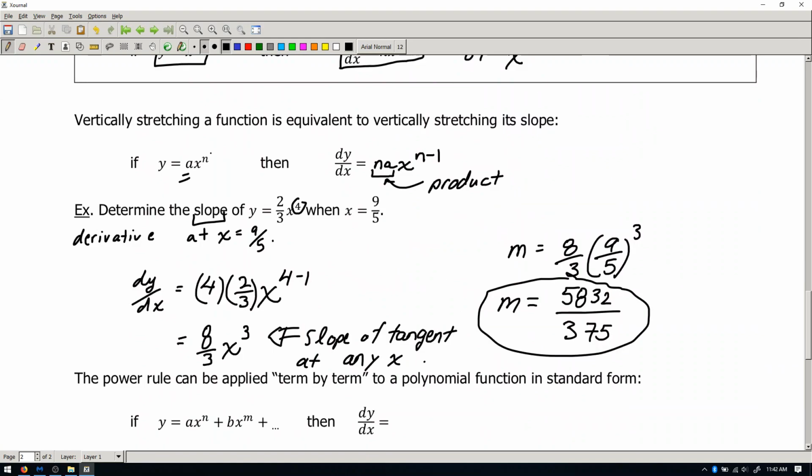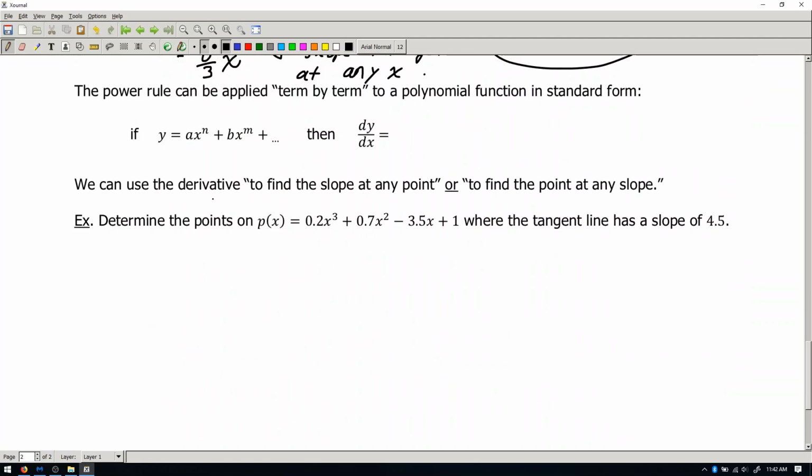If I've got a power rule and the power function I start with is very small and simple, what if I have a sum of small power functions? In other words, a polynomial function. What does the derivative rule look like there? It's the same rule. It's the same power rule. You just apply it term by term.